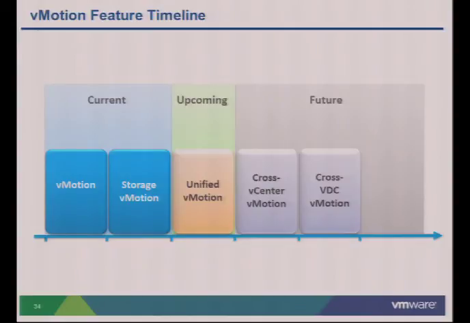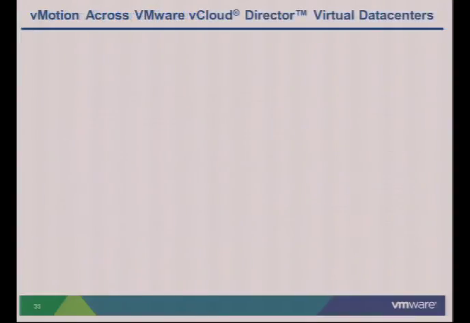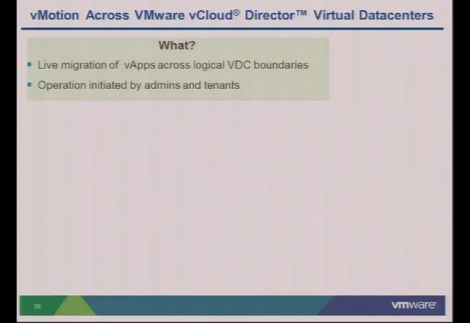So we've talked about cross vCenter vMotion. However, customers are now elevating their virtualized infrastructures into the cloud. The virtual data center, or VDC, is a critical construct within the vCloud infrastructure. VDCs contain workloads packaged as virtual appliances or vApps. vMotion will continue to break management boundaries by supporting cross VDC vMotion. So cross VDC vMotion is a live migration of vApps across VDC boundaries.